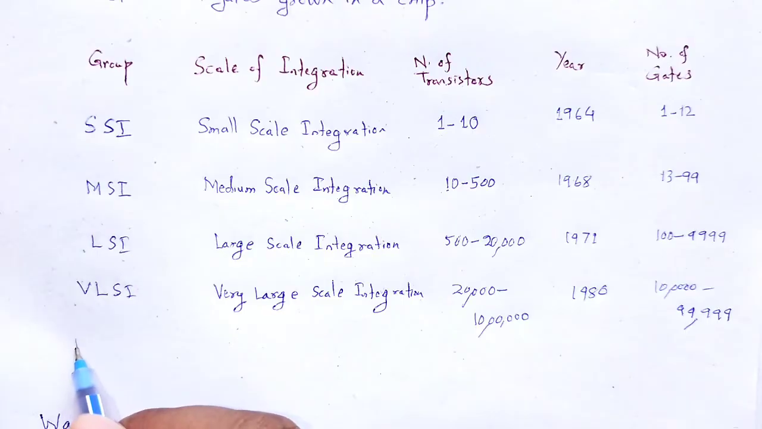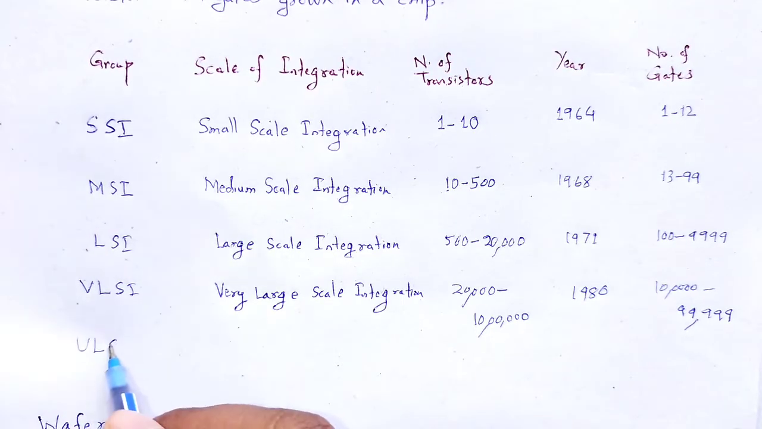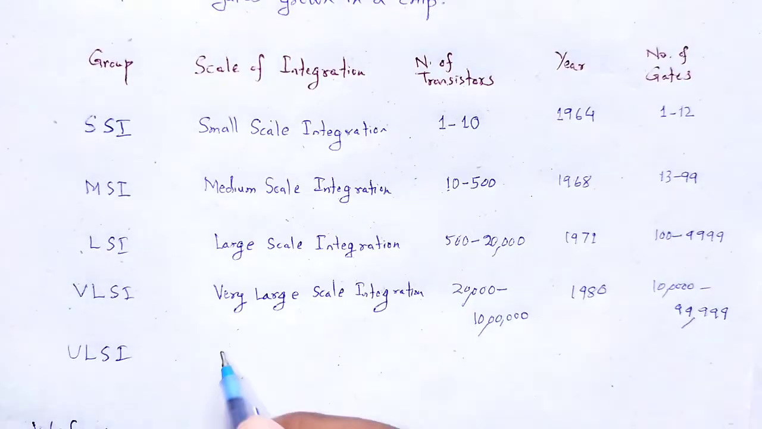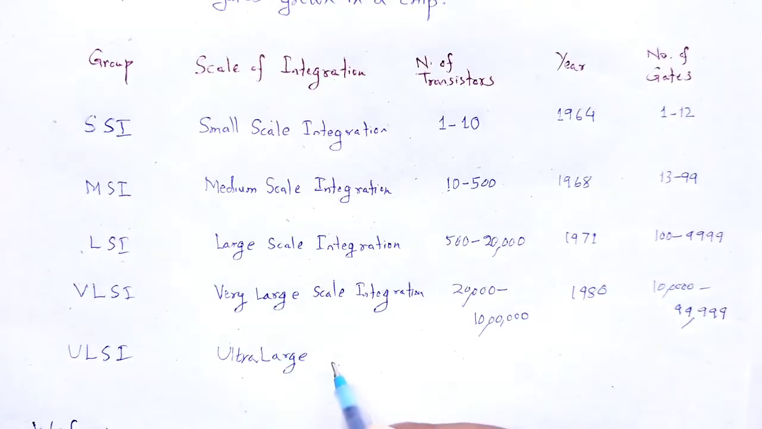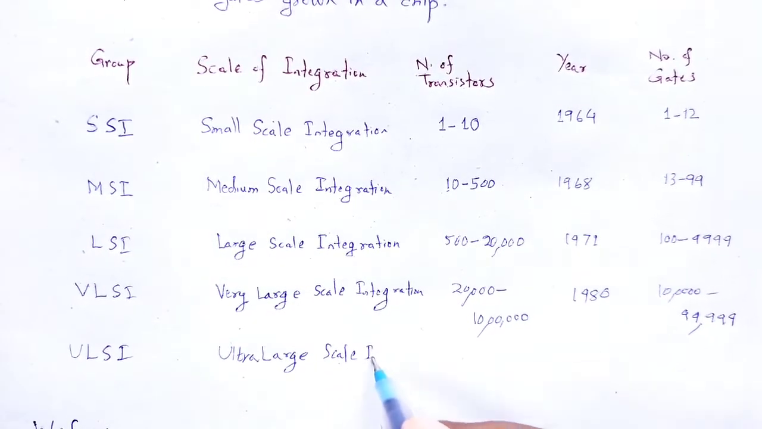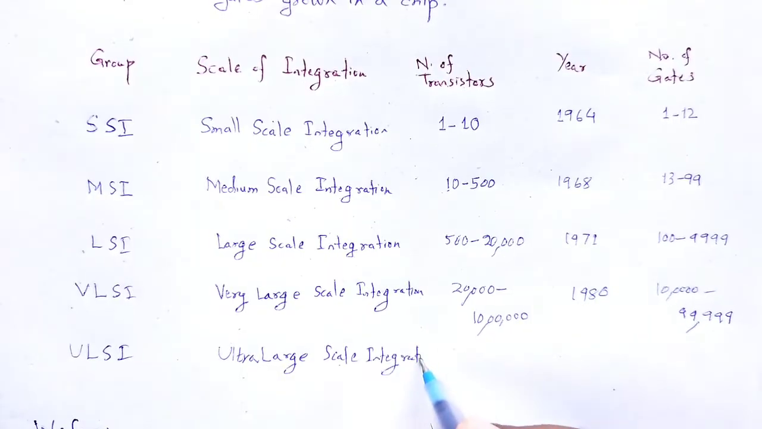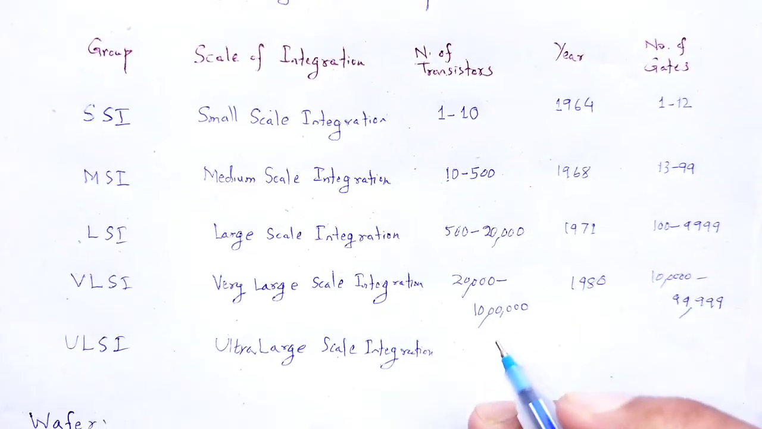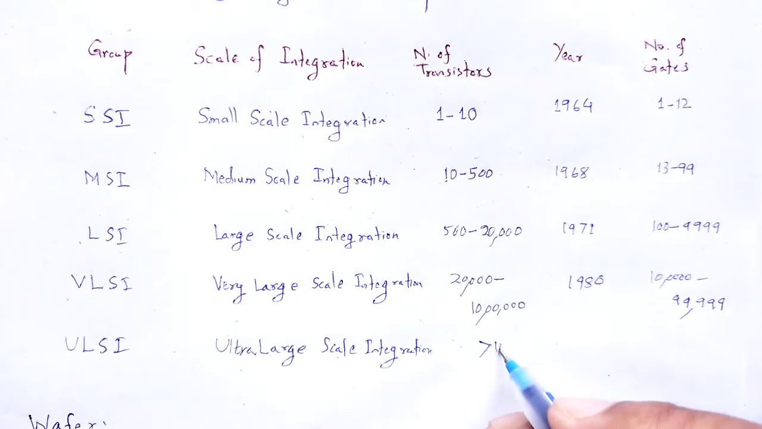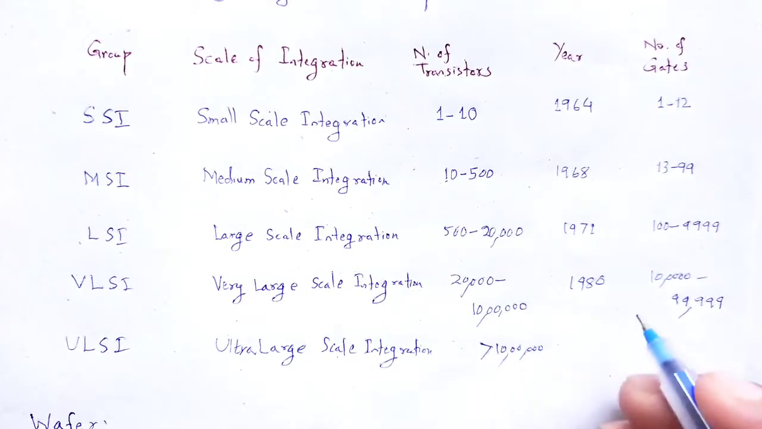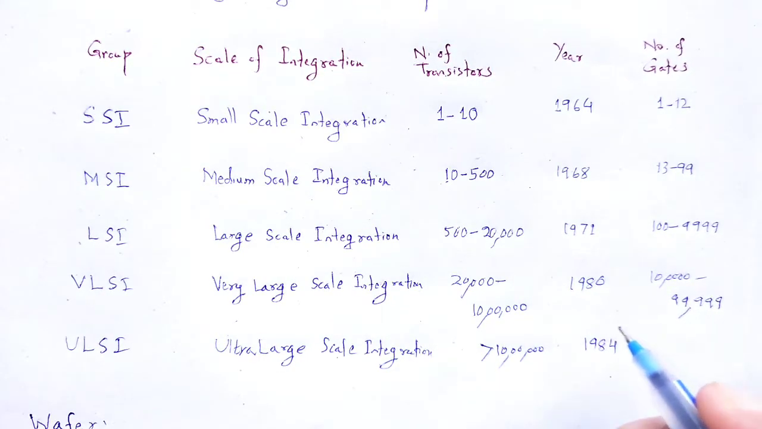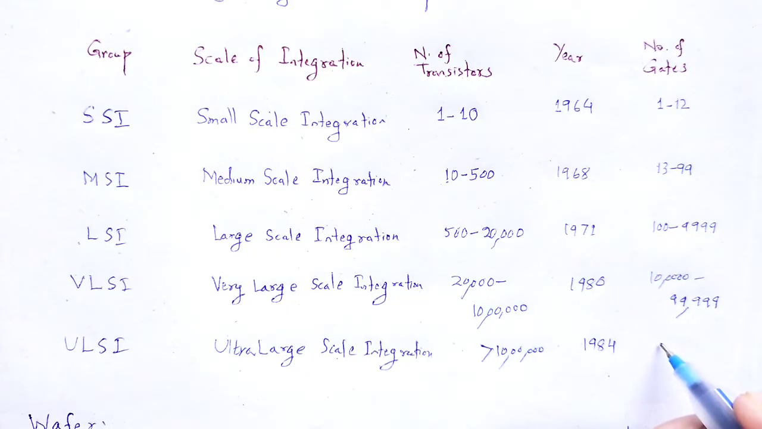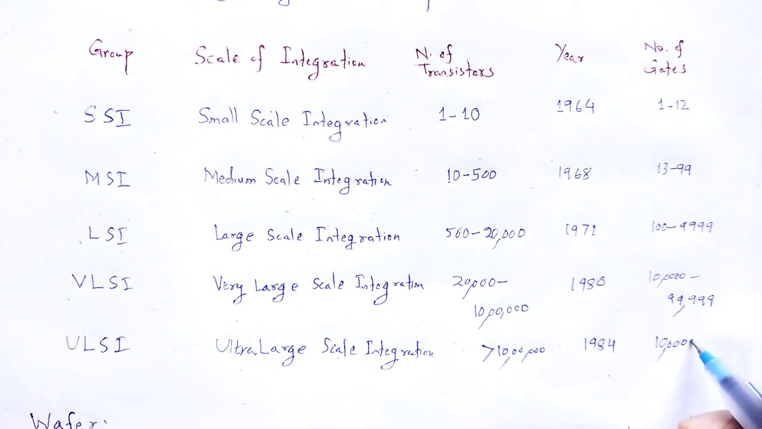Next, ULSI, that is ultra large scale integration. The number of transistors is greater than 10 lakh, in the year 1984. The number of gates here is 10,000 or more.